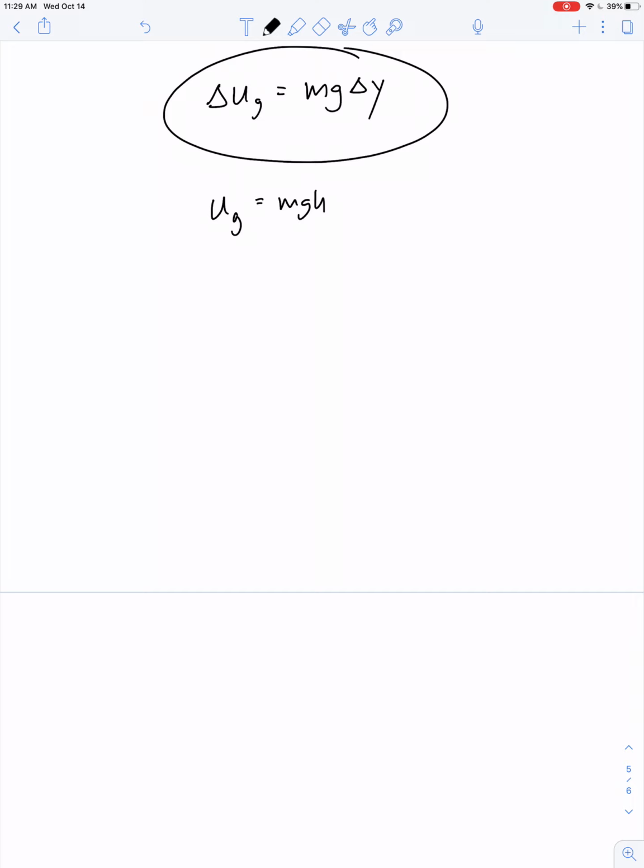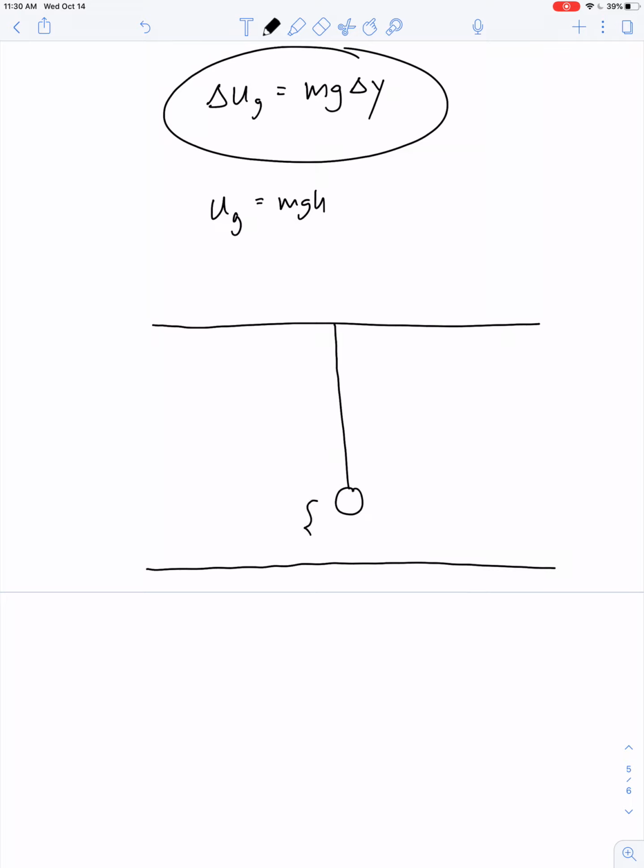arbitrary value. Let's take, for example, a bowling ball hanging from the end of a rope, and it sits about 2 meters off the floor. And then you pull the bowling ball back some angle so that it's been lifted so that it's now 3 meters off the floor. How much gravitational potential energy does it have?